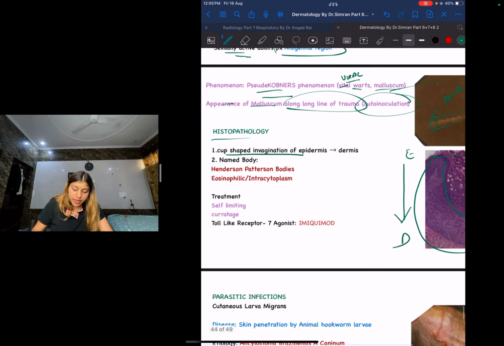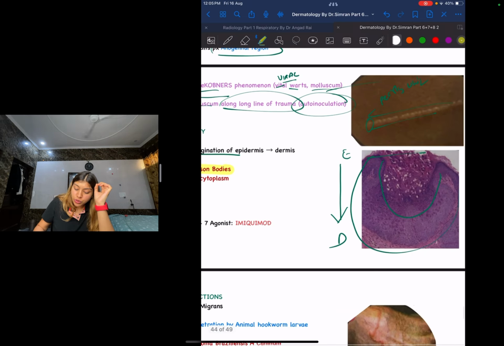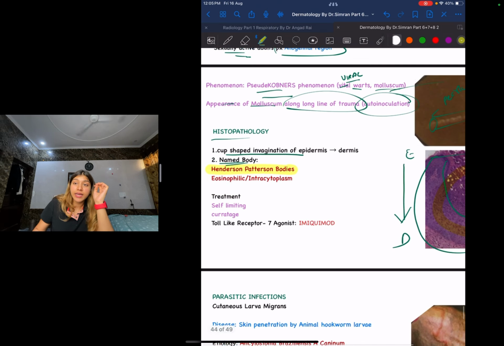Very good. Next, what they told, very important, is this: it is a very important micro PYQ also. Henderson-Patterson bodies are seen in the histopath of molluscum contagiosum. These are eosinophilic and intracytoplasmic in nature. This is the histopath, and you need to remember this.